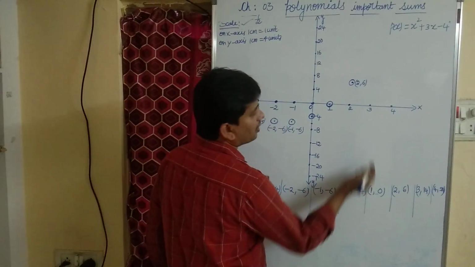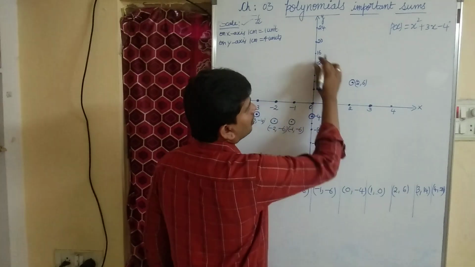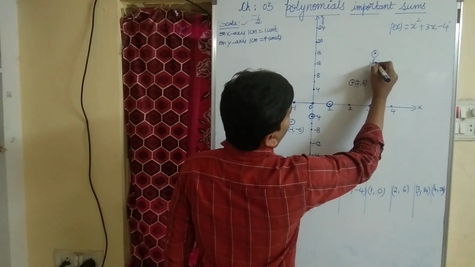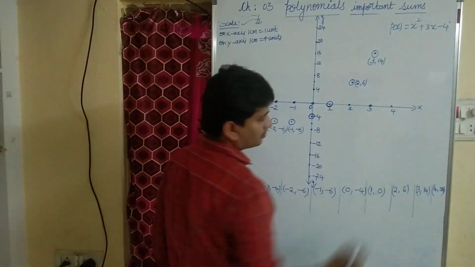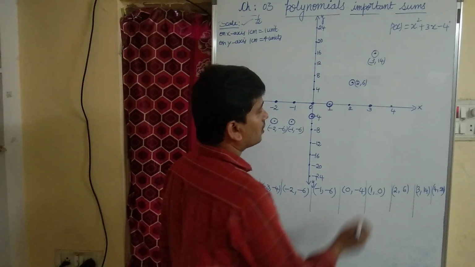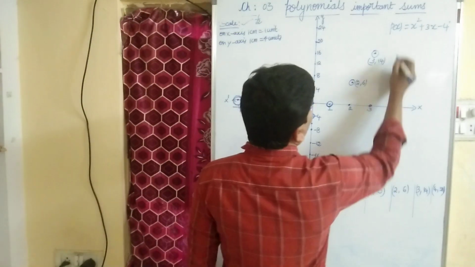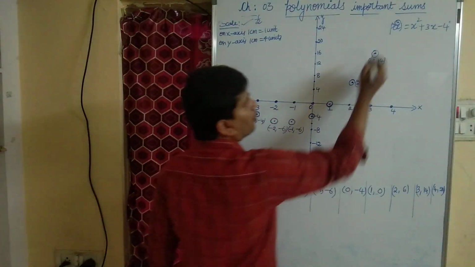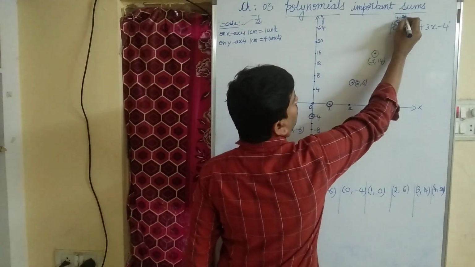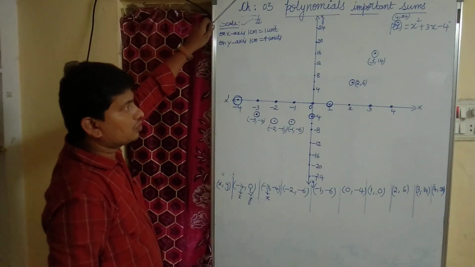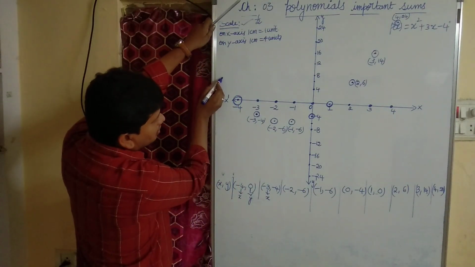Then 3 comma 14: on the x-axis 3, on the y-axis 14. This is our point 3 comma 14. The last one is 4 comma 24: on the x-axis 4 and on the y-axis 24. So this is our point 4 comma 24. Okay. Now let us join these points.